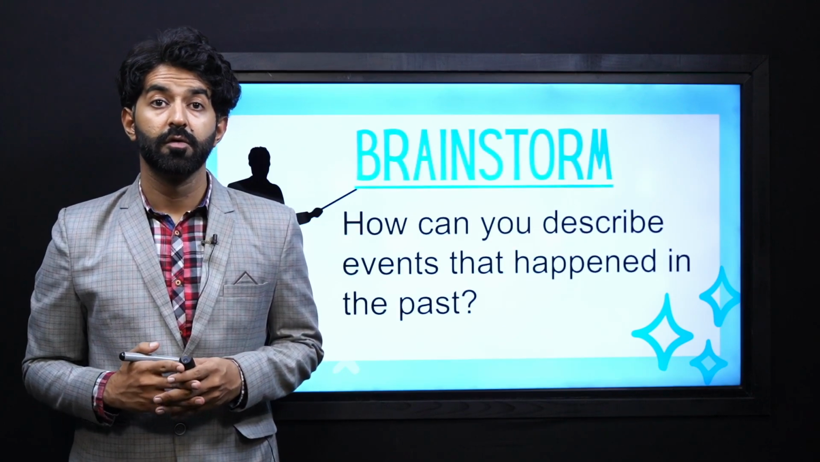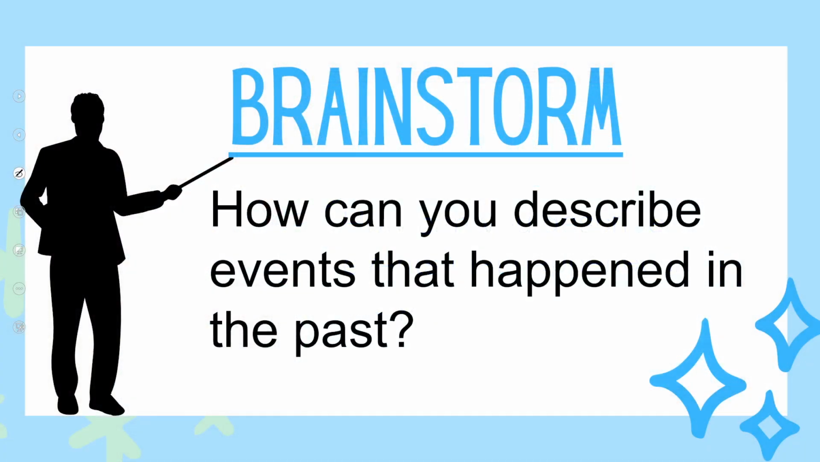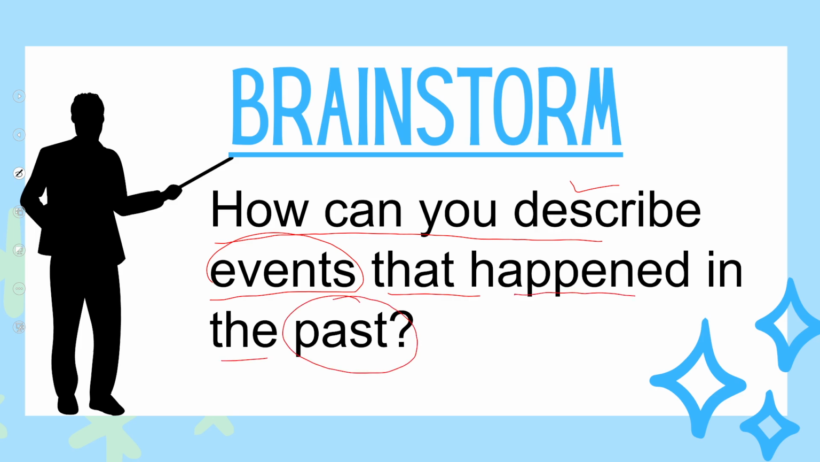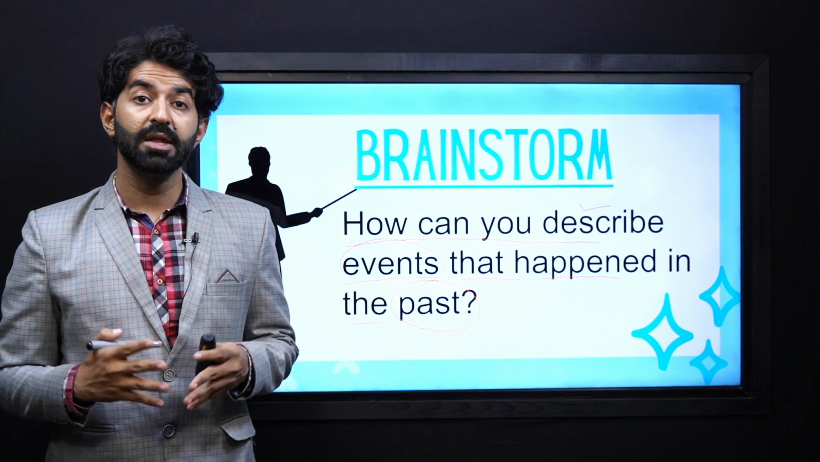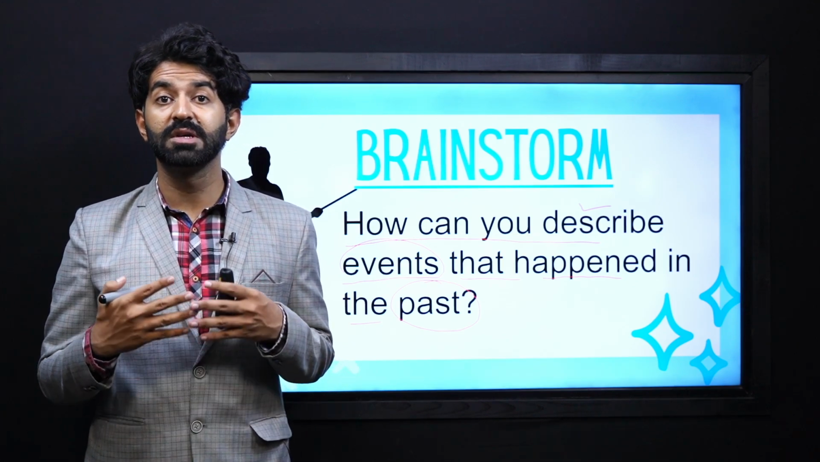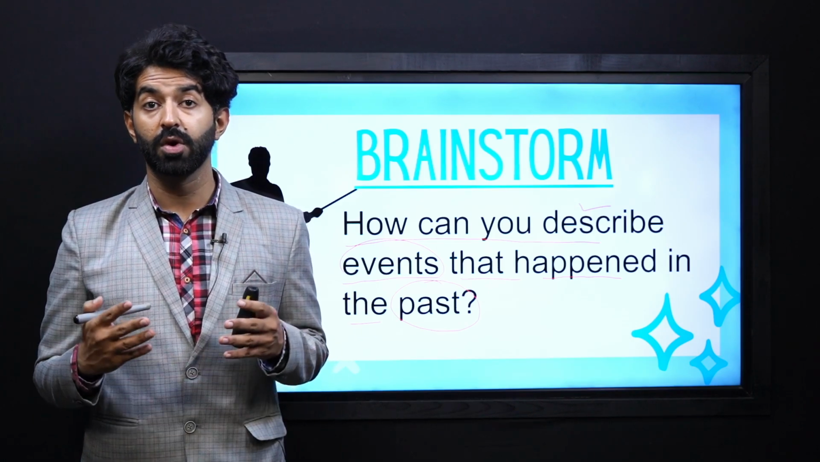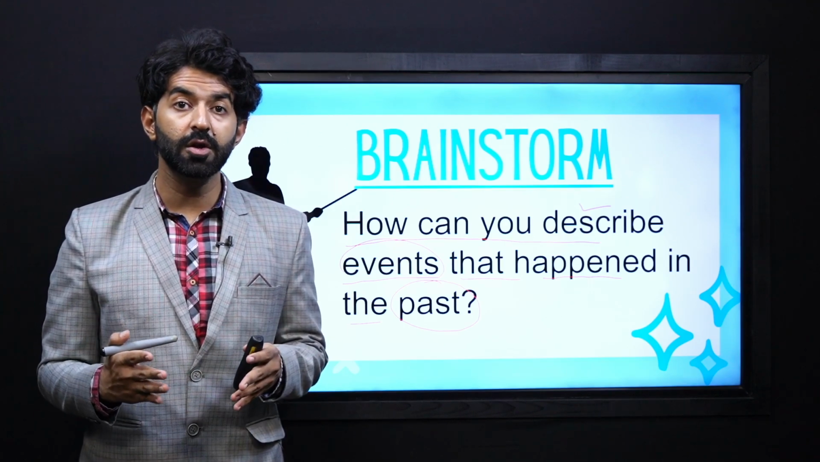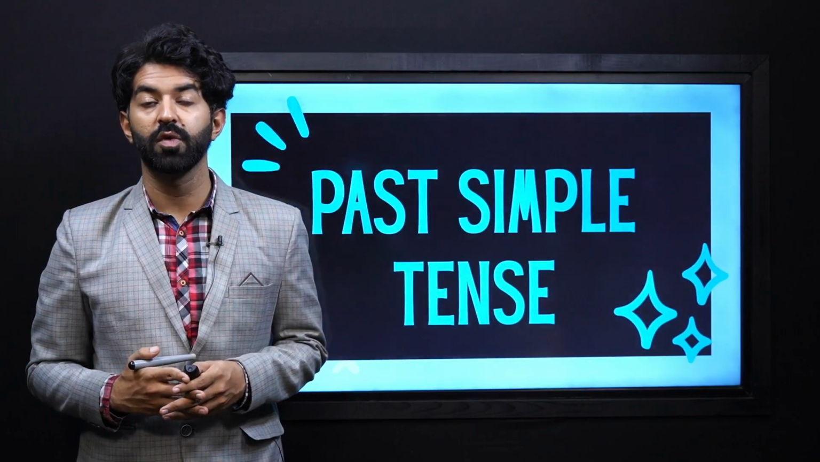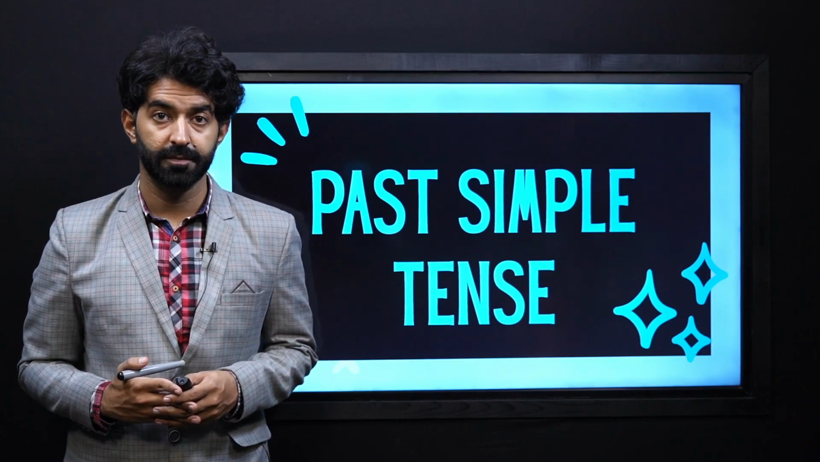Now, my dear learners, for the brainstorming activity, we have a very interesting question for you. So, how can you describe events that happened in the past? Now, something that has already happened, which we call in the past, how do you describe and make sentences in your speech and writing? Can you come up with the answer and pause the video, think about it, and come back quickly so that we can move further with our topic, which is about past simple tense.